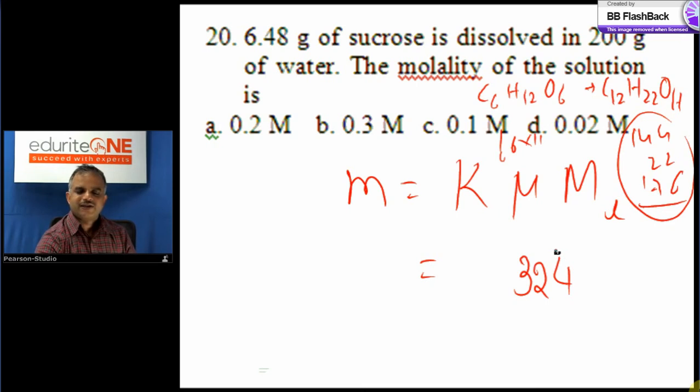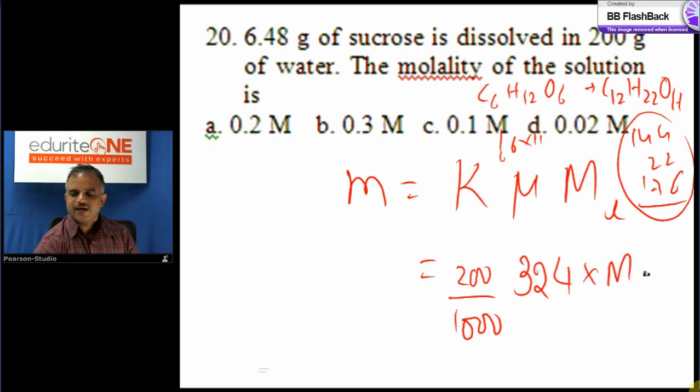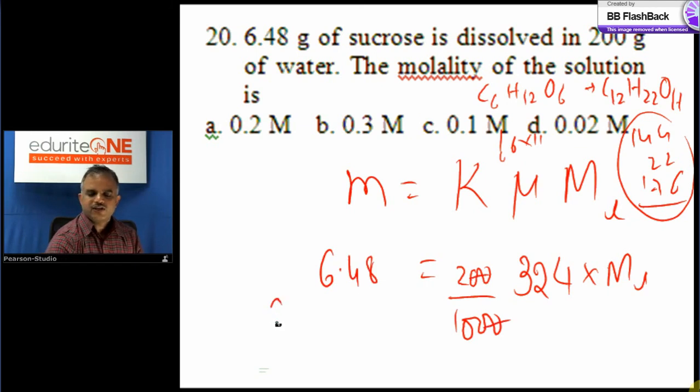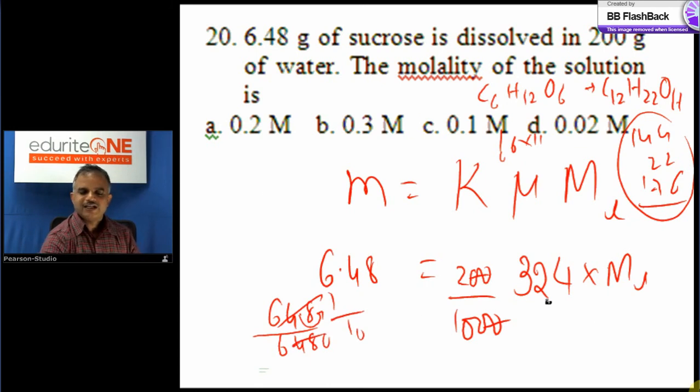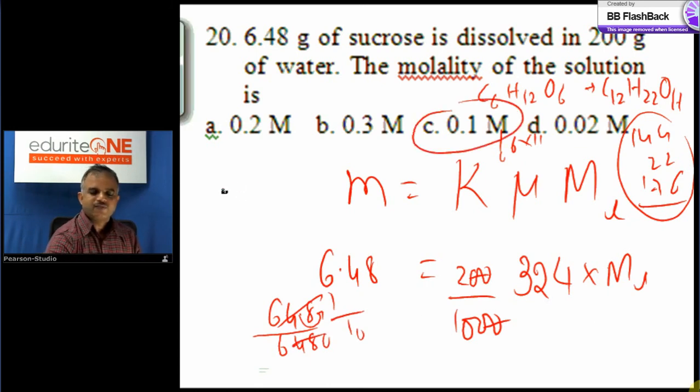That's enough for me. And what is K here? K is kg. How many grams are there? 200 grams. Convert into kg. And molality I want, right? And m is mass in grams, 6.48. Just simplify this. 2 zeros gone here. So 64.8 by 648, roughly, which means 1 decimal I move here. 1 by 10 is 0.1. The answer is 0.1 m.